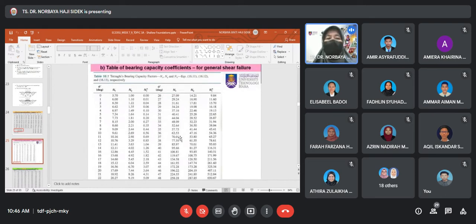Not this one also. Okay, this one. Terzaghi. Okay, Terzaghi bearing capacity. Okay, Terzaghi bearing capacity factors. So in this table, you need to refer to the equation.